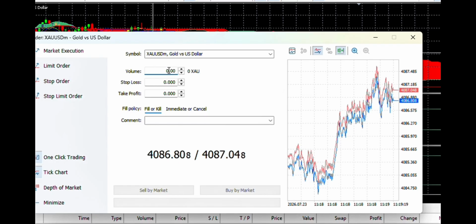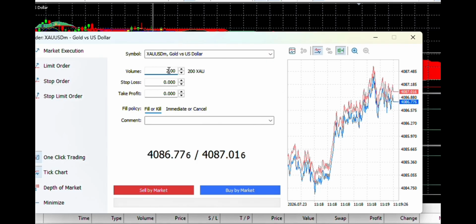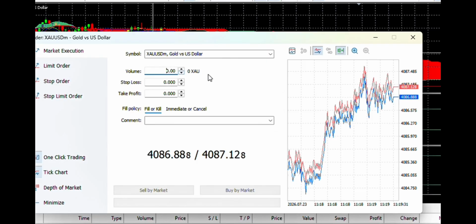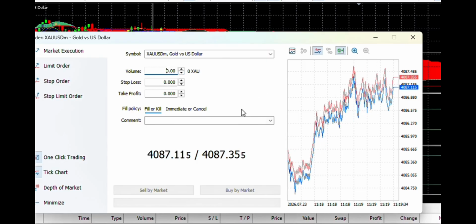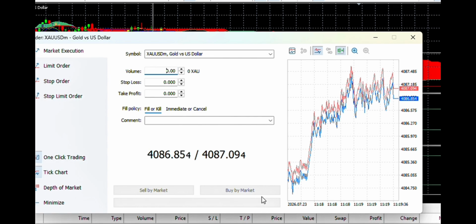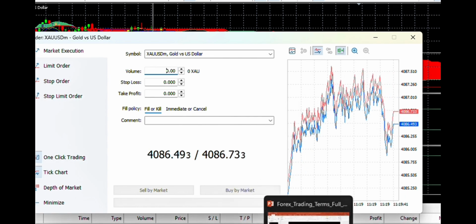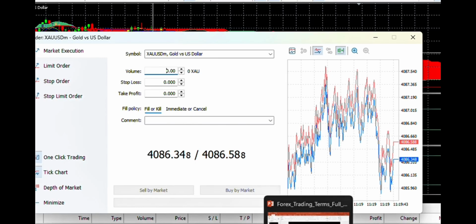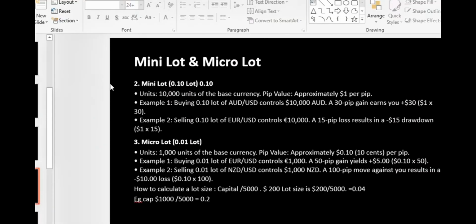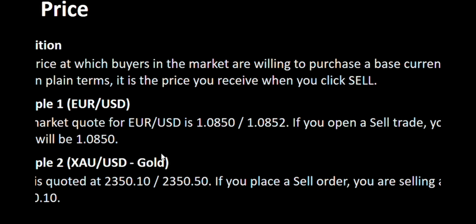Instead of counting $10, it will be counting $20 per movement. You understand? But when you come to your risk management, you'll be able to master it and know how to apply each of them. Because I'm going to show you guys how to get your lot size so that you know how to manage your account.